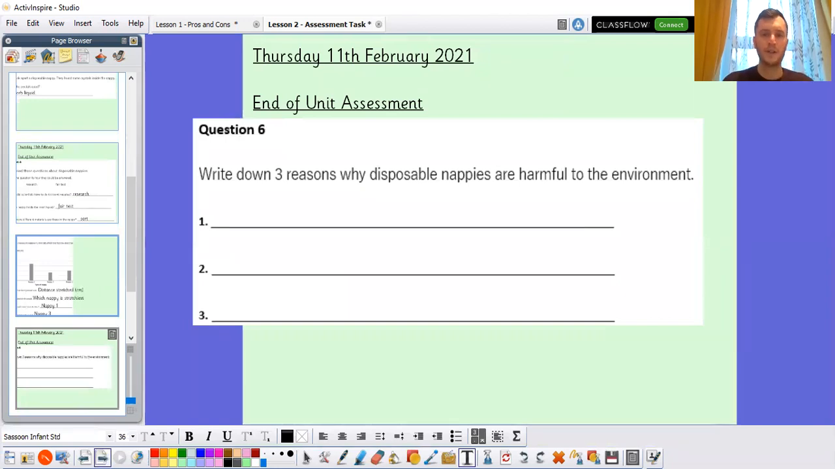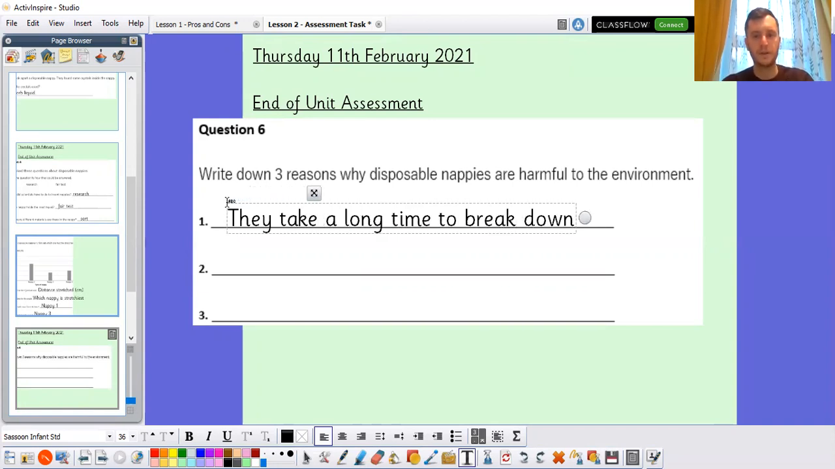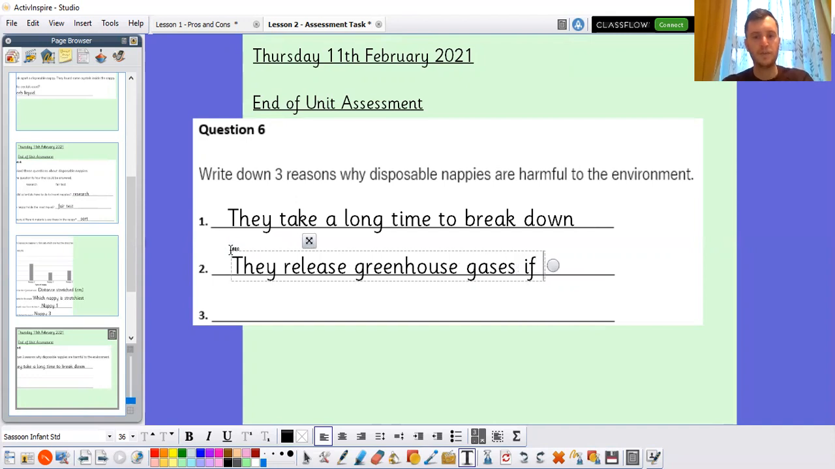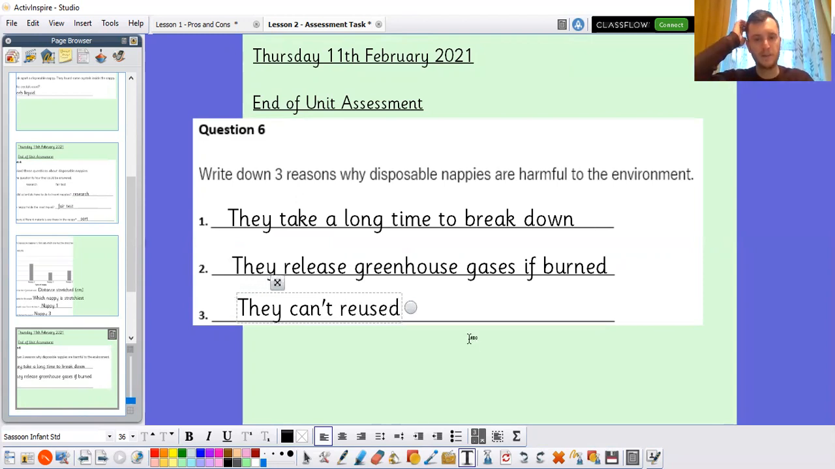Write down 3 reasons why disposable nappies are harmful to the environment. They take a long time to break down. They release greenhouse gases if burned. They can't be reused. There's 3 reasons you could have had. You might have had some different ones to me. If you did, that's fine. We can always have a look at those.